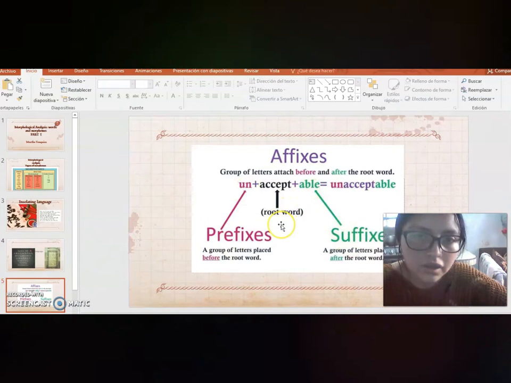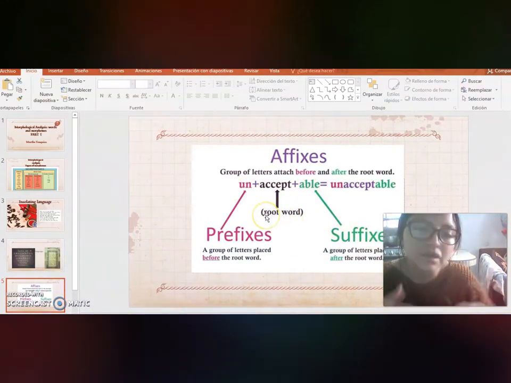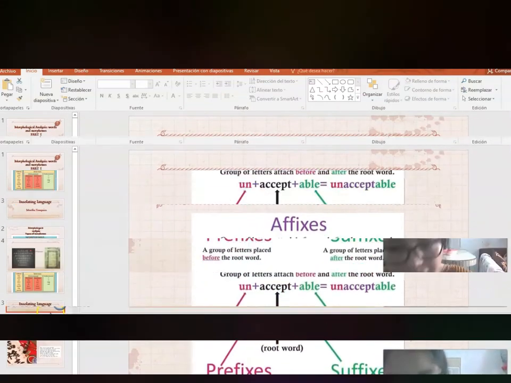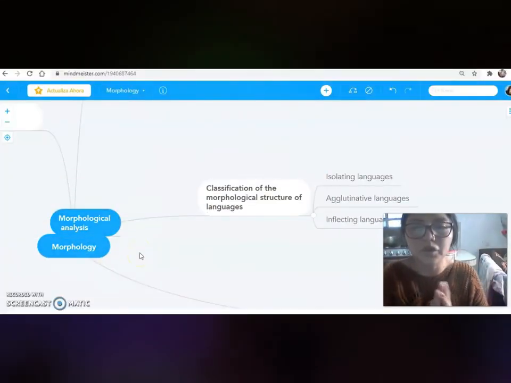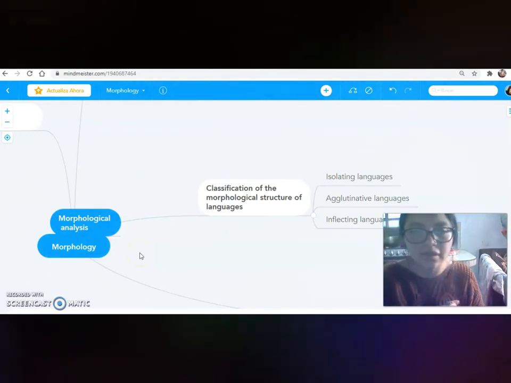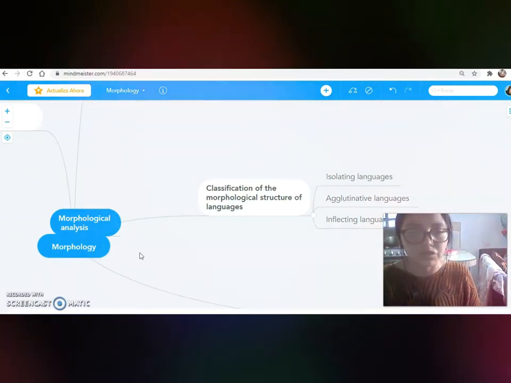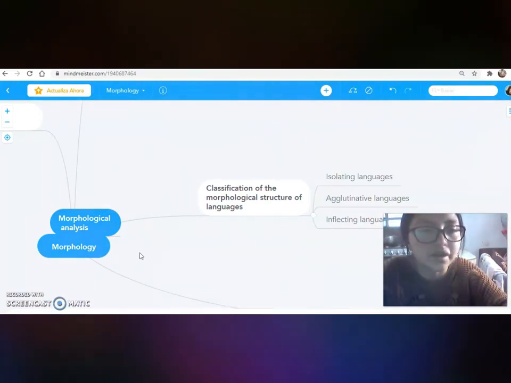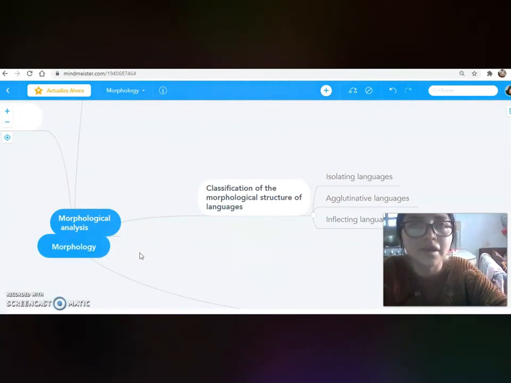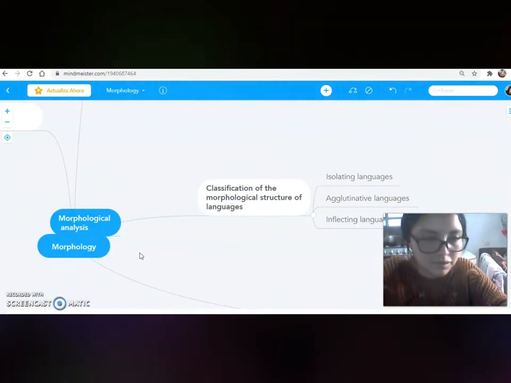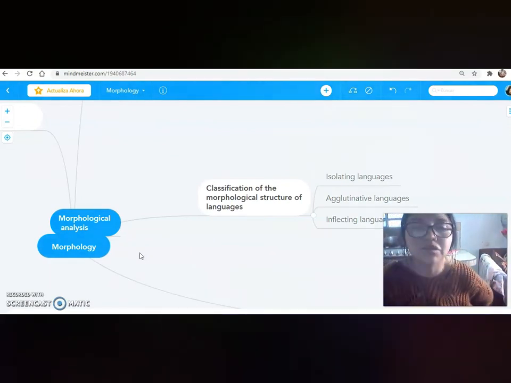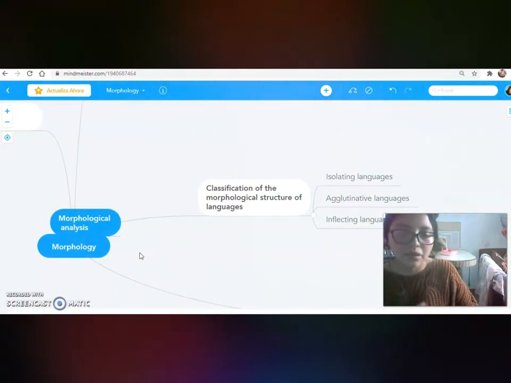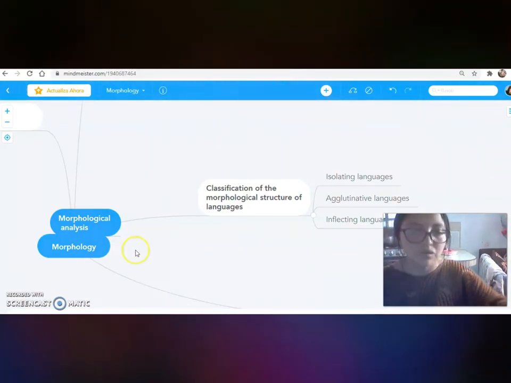Another thing that we need to know is what a root word is. A root word is the basic form of a word. Another point that morphological analysis studies is the classification of the morphological structure of languages. Here we have three types. One of them is isolating languages. Isolating languages contain words with free morphemes. Agglutinative languages contain words with bound morphemes, and inflecting languages contain free and bound morphemes.